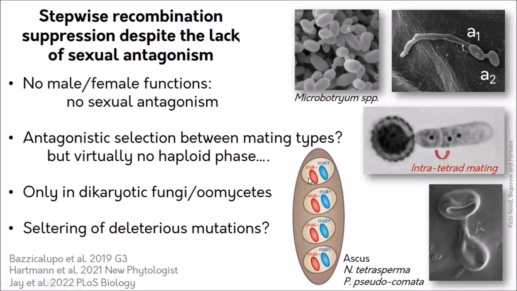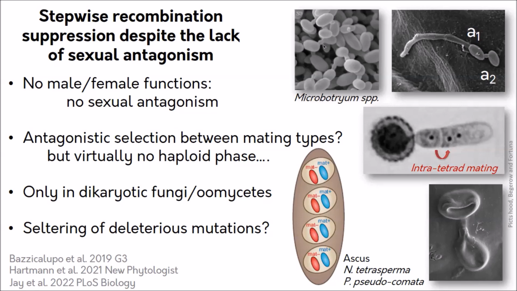One interesting observation is that this recombination suppression is present in multiple fungi, but overall in all fungi it is quite rare, especially in ascomycetes, where it is very rare. And most ascomycetes are haploid. When we observe recombination suppression, it's only in the very rare fungi that are not haploid but dikaryotic. It means that each cell has 2 nuclei.